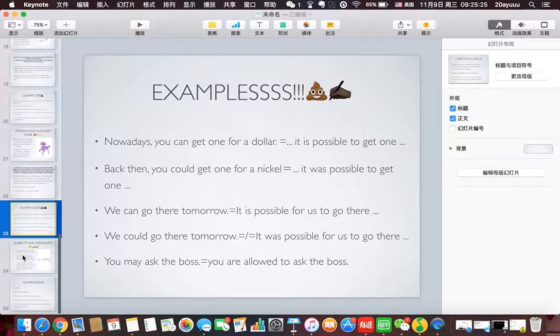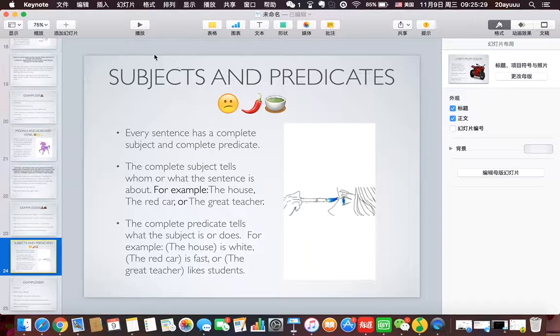Finally, we're going to the number 9 literary device: subjects and predicates. Every sentence has a complete subject and a complete predicate. The complete subject tells whom or what the sentence is about. For example, the house, the red car, or the great teacher. The complete predicate tells what the subject is or does. For example, the house is white, the red car is fast, or the great teacher likes students.